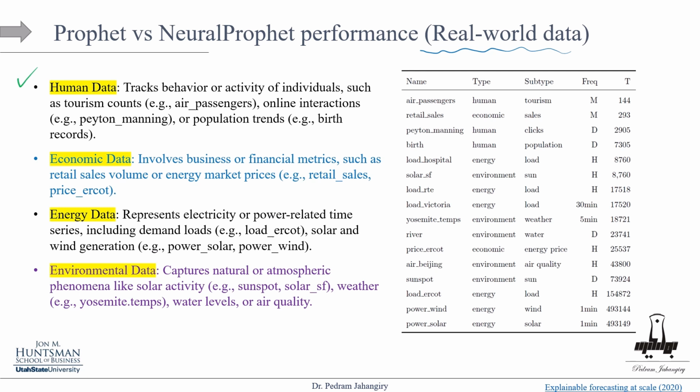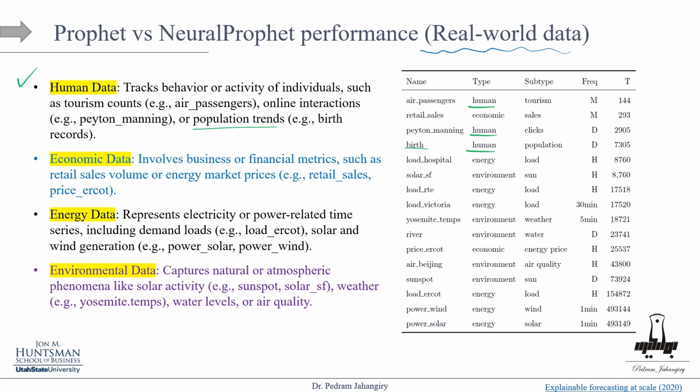Human data, economic data, energy data, and environmental data. So, and as you can see, for example, this is the human data. This is a data set that tracks behavior or activity of individuals, like tourism. This is our very famous airline passenger data, right? And then we have Peyton Manning, we have birth. Well, the Peyton Manning was the online interaction. We have population trend, which is basically looking at this birth data set. Where else do we have human? I think that's pretty much it.